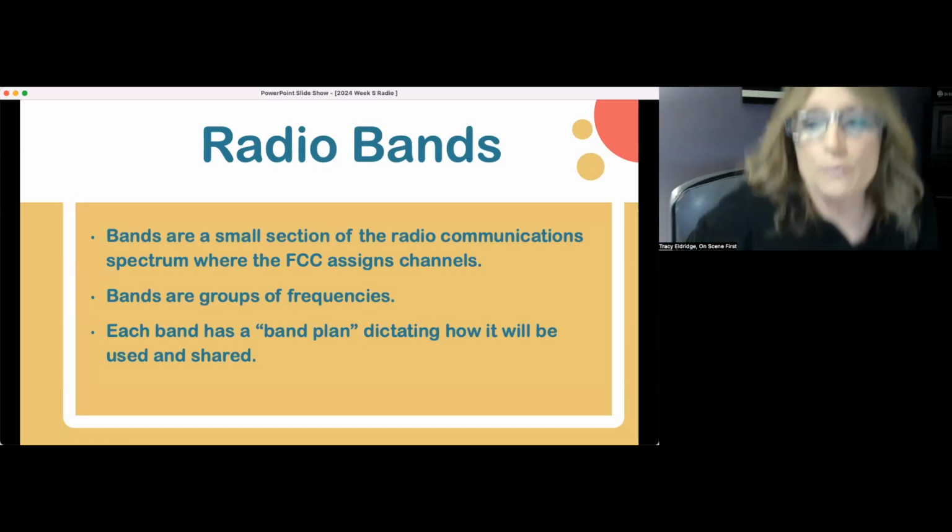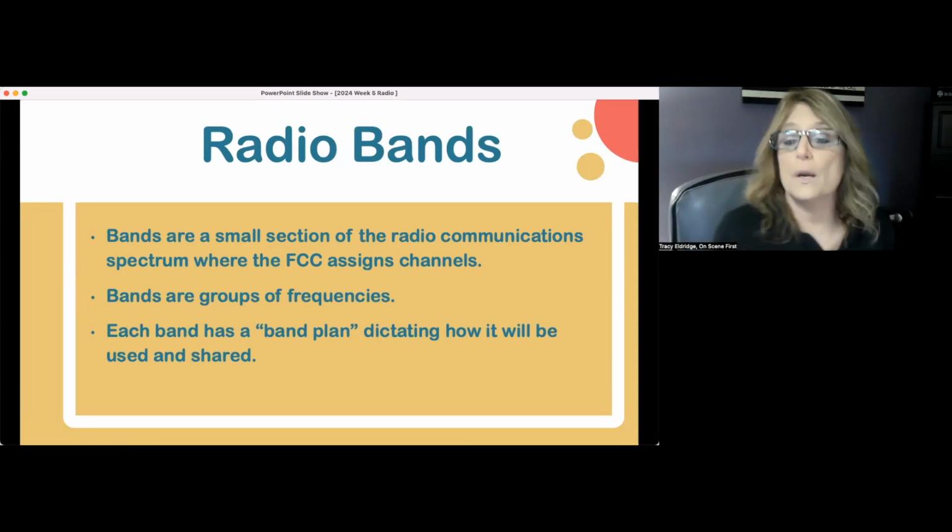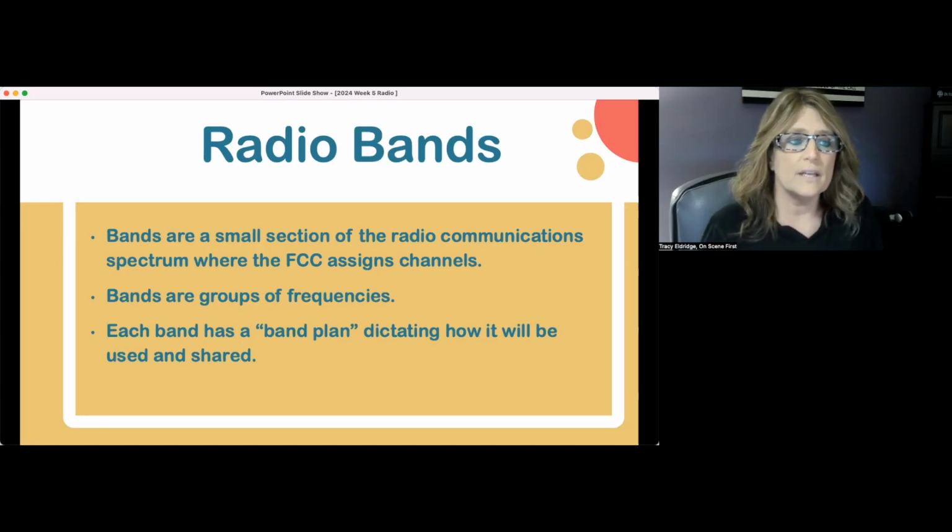So we're going to talk about repeaters in just a little bit, but now we're going to break down the radio band part of it. Bands are small sections of the radio communications spectrum where the FCC assigns its channels. The bands are groups of frequencies.